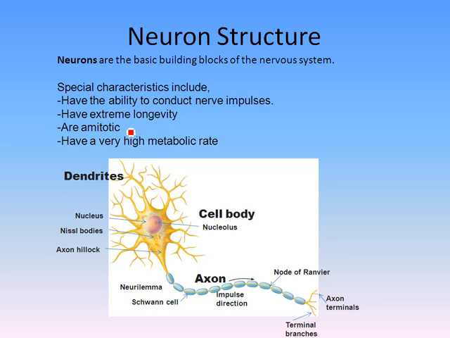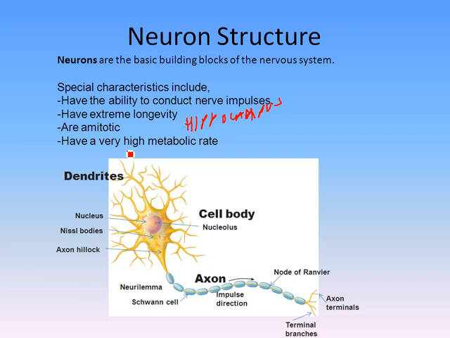They are amitotic, that is they lose the ability to divide. So if they are damaged, they cannot be replaced. The exception is the hippocampus, which is involved in memory, that can regenerate new cells.